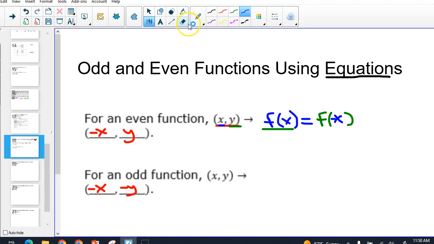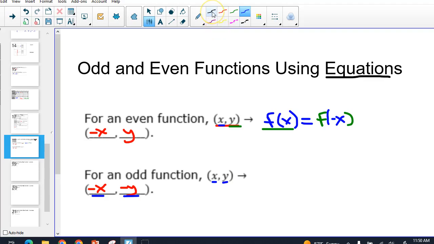Okay, let's try that again. We can use our values from tables to find that f of x is equal to f of negative x. The f part coming out, that's our y value. What we're plugging in, what's on the inside, is our x value. So with our odd functions, our x value and our y value are both changing.